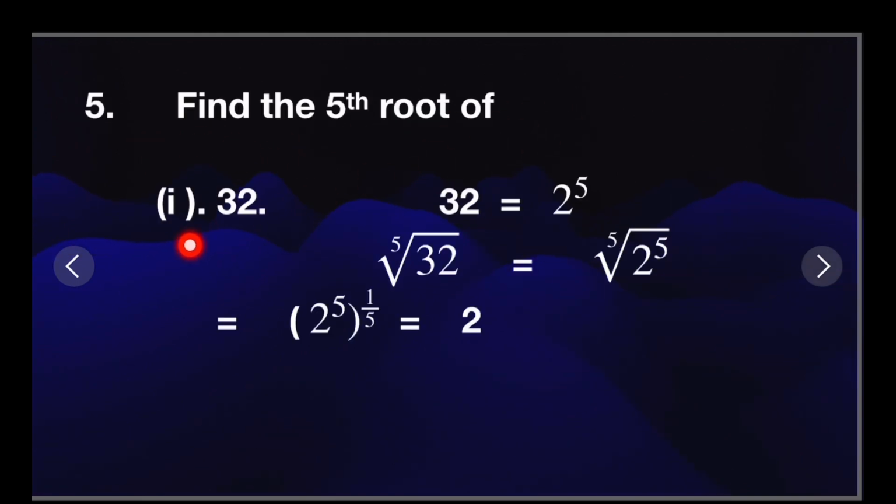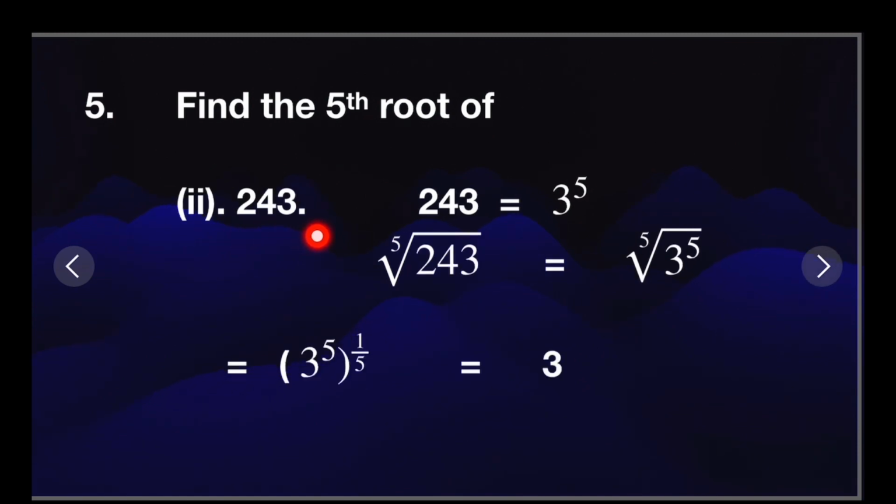Find the fifth root of 32. So, factorize 32. You will get 2 raised to 5. Fifth root, how do you write? Like this, in the radical notation. So, convert it into fractional notation. 2 raised to 5 raised to 1 upon 5. You multiply it, it will cancel. You are left with 2.